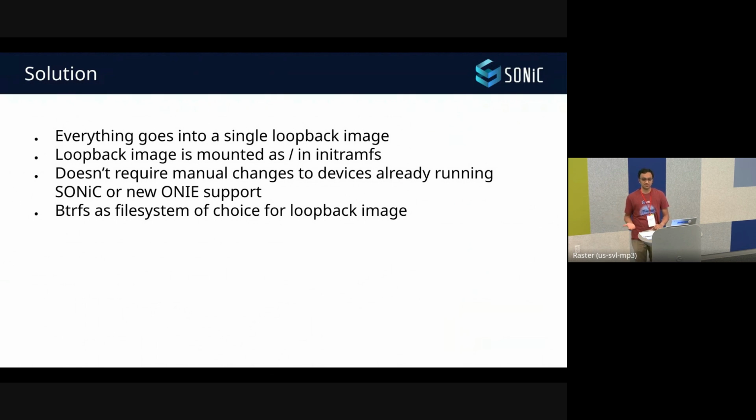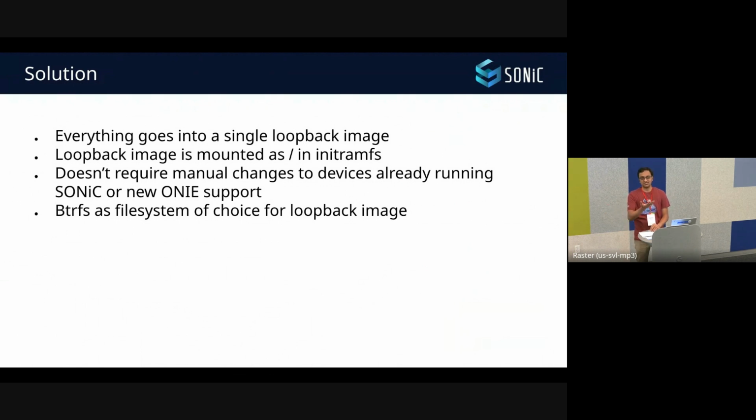Our init.trimfs will mount it as the root file system, and then we're going to create the host directory in there, and then that's going to contain the base image, the release files, as well as the Docker containers. It doesn't require manual changes to devices. So what I mean by this is that this approach can then work with just doing the usual Sonic installer install commands and then reboot into that. We don't need to repartition the disk or anything like that to make this feasible.